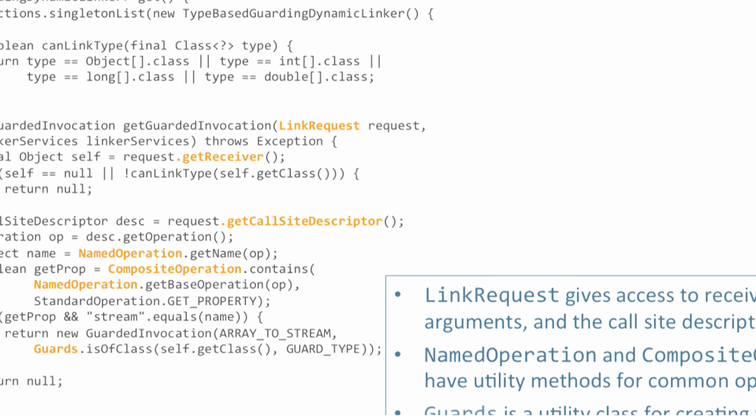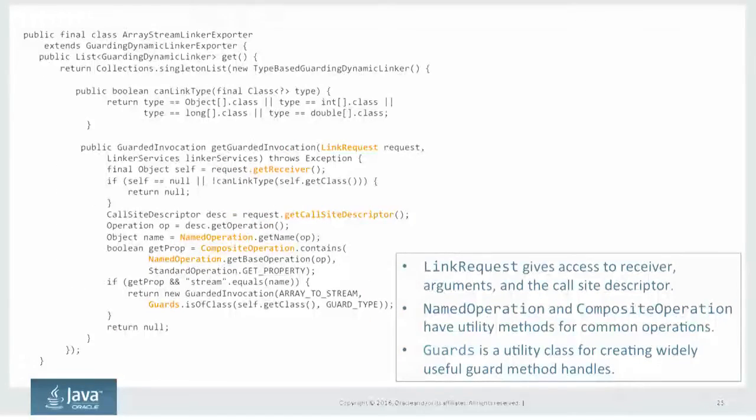From the call site descriptor, the linker can extract the operation, and from the operation, in turn, it can extract the requested property or element, and it needs to check whether the requested element is indeed stream, and because this linker is responsible for generating those streams from arrays, it will only respond to a get property operation with stream as the named operation argument.